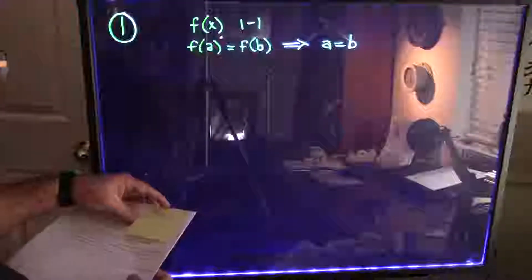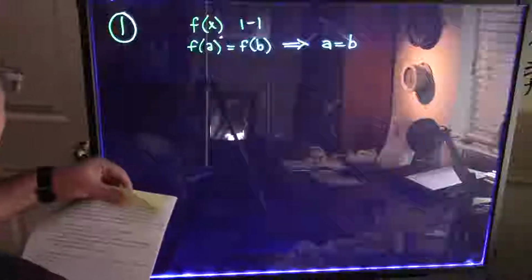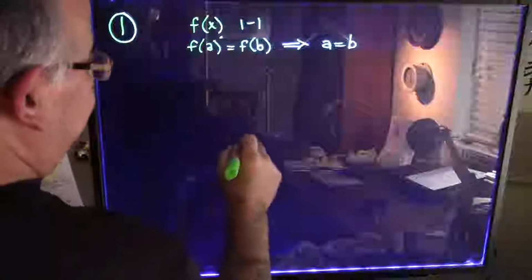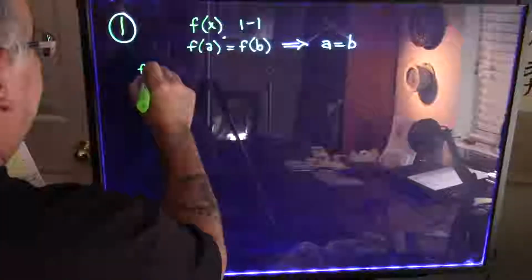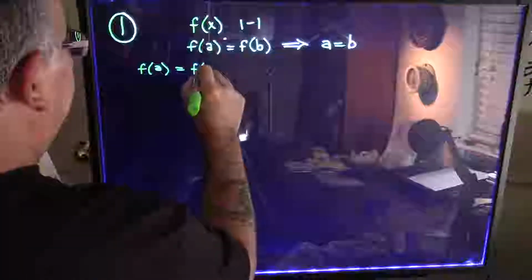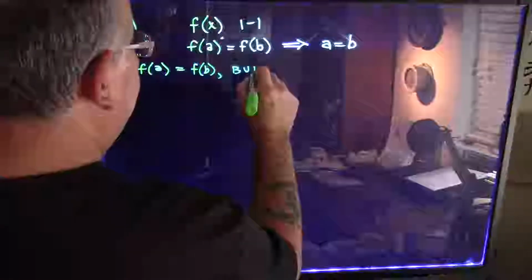Okay, but suppose you have a function that's not one-to-one. So let's say f of a equal f of b, but a does not equal b.